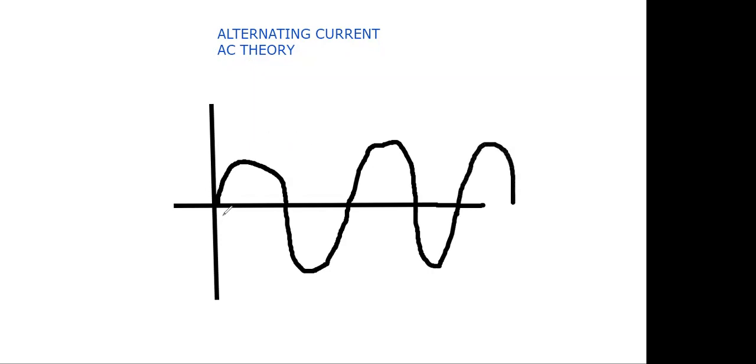So from here to here will be one cycle, from here to here will be another cycle, and so on and so forth. Now, from here, this will be the peak of the current because here we are talking about the current.